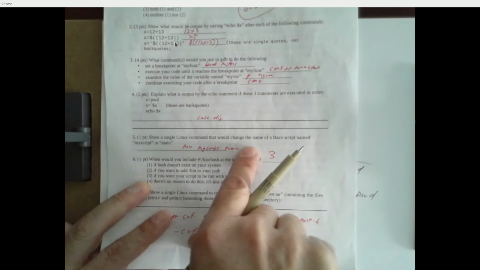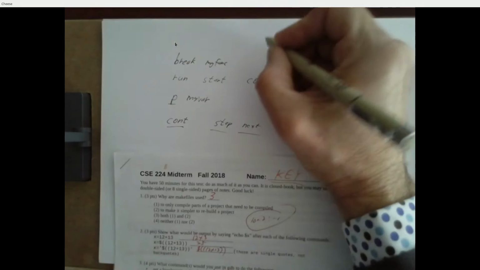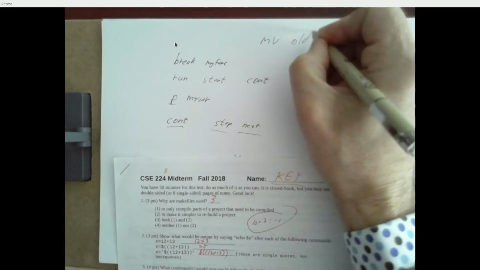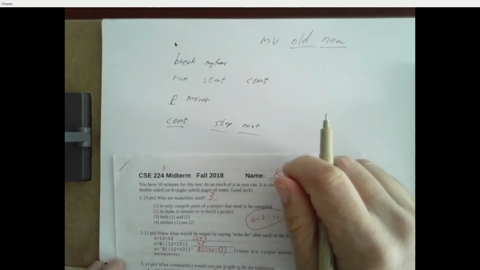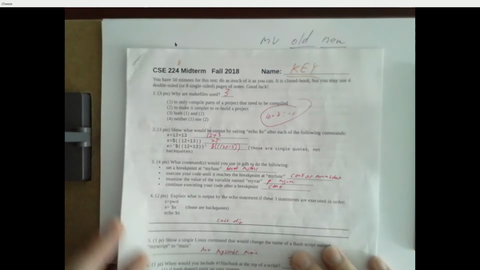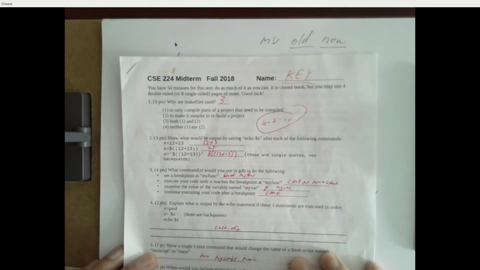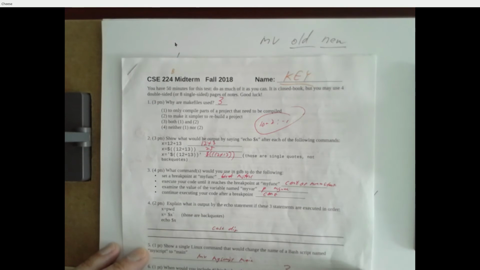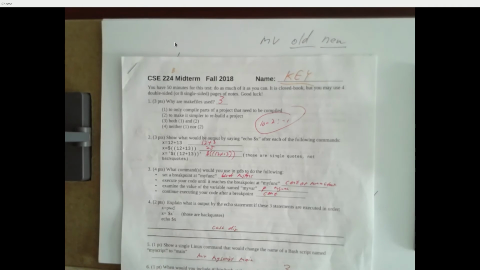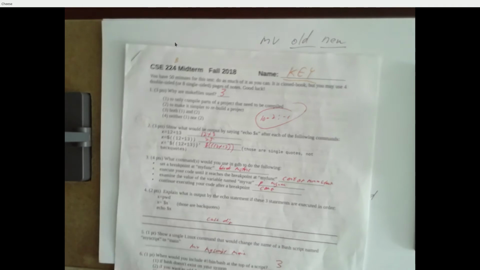So single Linux command to change the name of a script from my script to main, that's just the move command. So move old new, changes the name of this file to be this, right? You can do a copy and then remove the old, but that's two commands and it's not actually renaming. It's making a new version of the file and then getting rid of the old. And so it changes the creation date and time and possibly the owner and all sorts of other things.